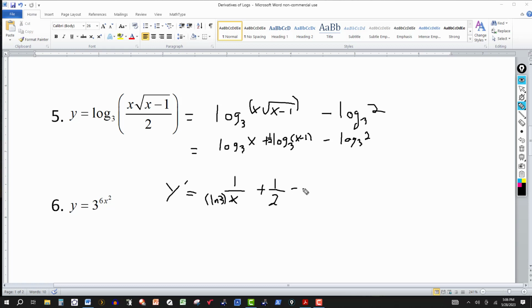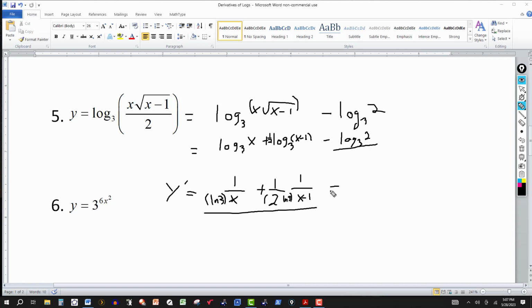In the same way, it's the derivative of the u, in this case x minus 1, is 1 over x minus 1, that's your u. And again, this is multiplied by the natural log of the base of the log, which is 3. So that's 2 times the natural log. And of course, this is just a constant. The log of 2 to the base 3, that's 0. So again, this is your answer.